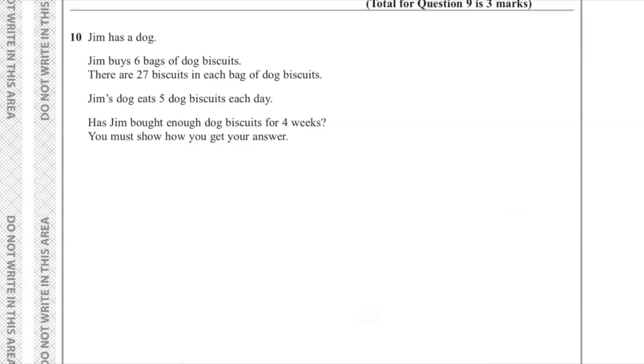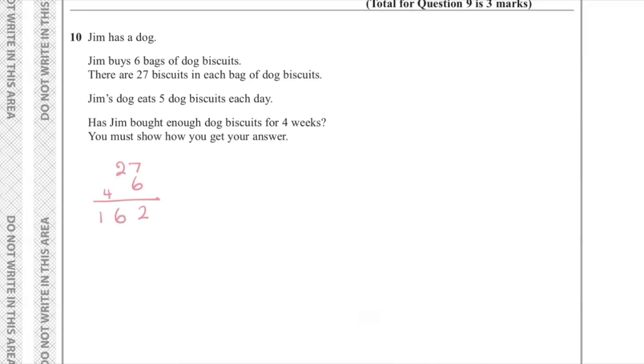Okay, so Jim has a dog. He buys 6 bags of dog biscuits, and there are 27 biscuits in each bag. So the first thing I would do is work out how many dog biscuits he's got in total. So that's going to be 27 multiplied by 6. Use whatever multiplication method you have. It doesn't have to be this way. 6 sevens are 42. 6 twos are 12. Add the 4, and we've got 162 biscuits in total.